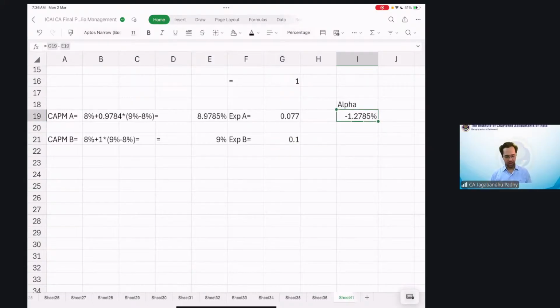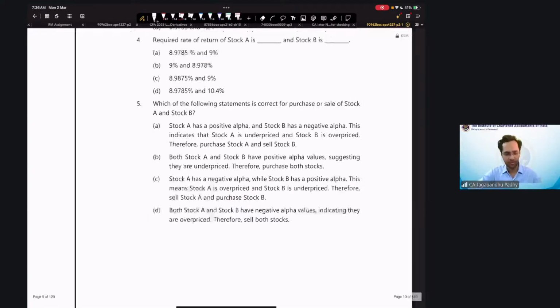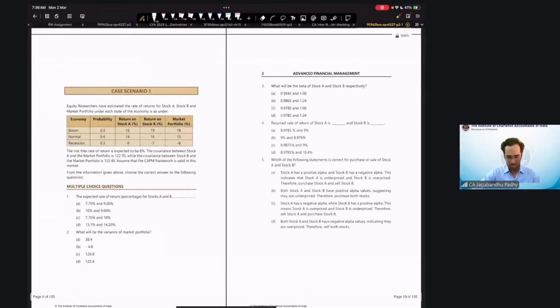Okay, so A is having a negative alpha and B is having a positive alpha. So stock A has a negative alpha while B has a positive alpha. This means stock A is overpriced and stock B is underpriced. Therefore, sell stock A and purchase stock B. So option C. Fifth option is going to be C. Yes, sir. Perfect.